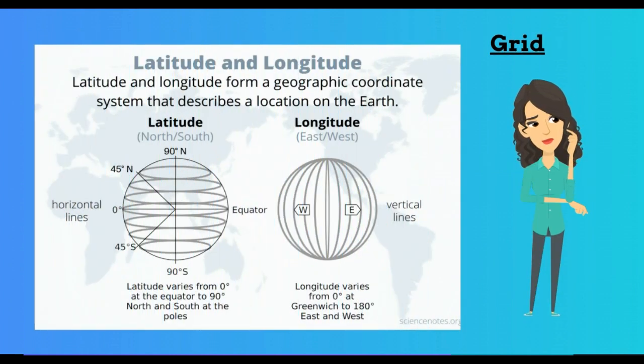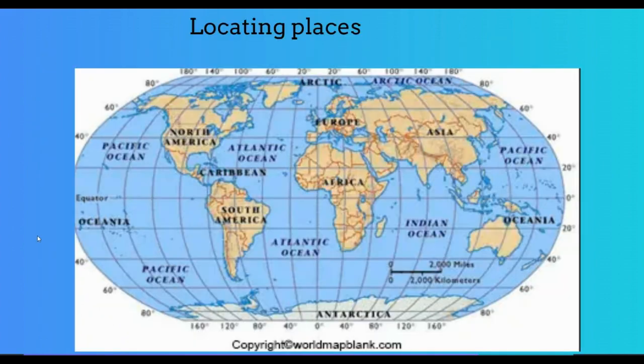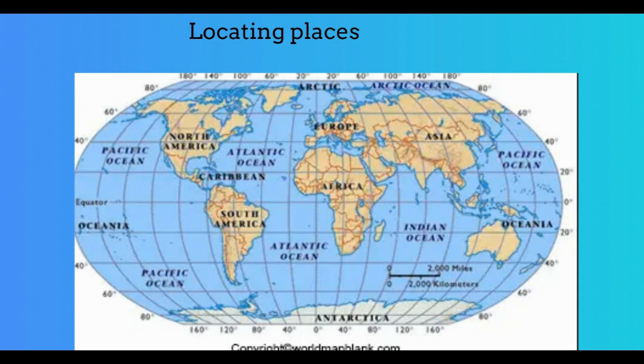Now let's understand what a grid is. There you see the lines of latitude and here you see the lines of longitude. They make a grid-like pattern on the Earth. The pattern is looking like this: these are the latitudes, the horizontal lines, and these are the longitudes, the vertical lines. And these lines of latitude and longitude are very helpful in locating places on the Earth.